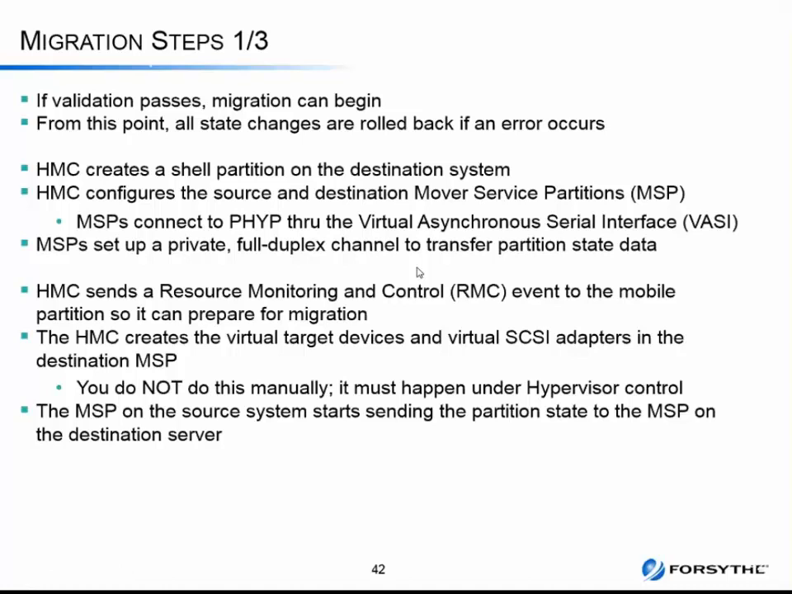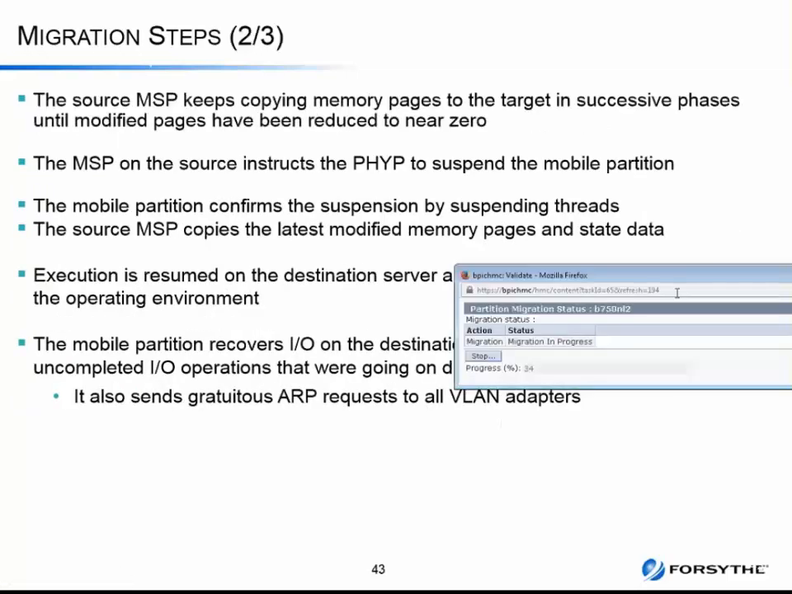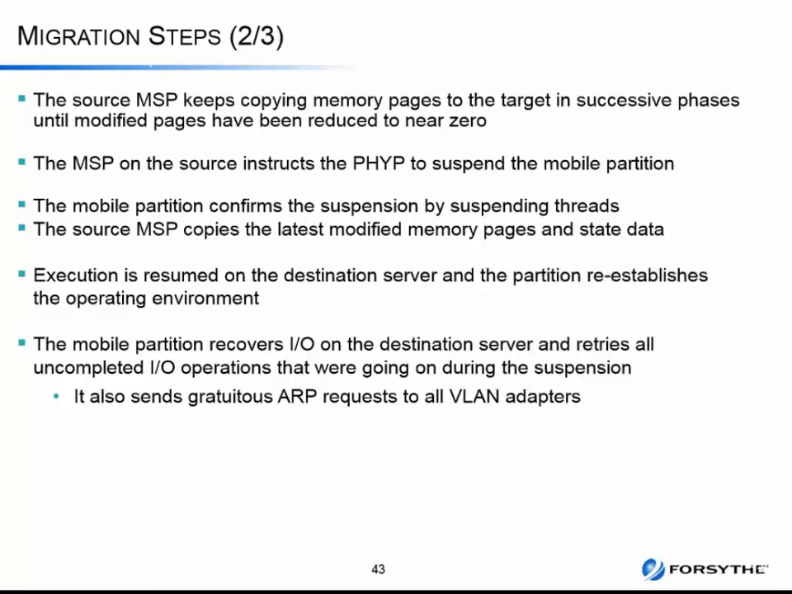It then uses RMC to say to the mobile partition, hey, go migrate yourself. And we create all the virtual target devices, virtual SCSI devices at the destination. You do not do this manually. The hypervisor must do it, talking to the HMC. And then the MSP starts sending the partition state data. So that's what's going on right now. We're sitting at 34% and stuff's moving. And if I'm busy on that LPAR doing things, like I said before, it will take a little longer.